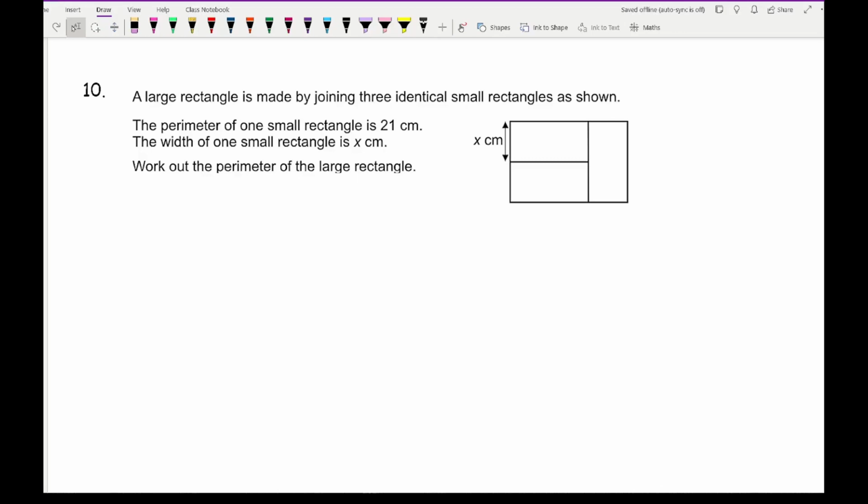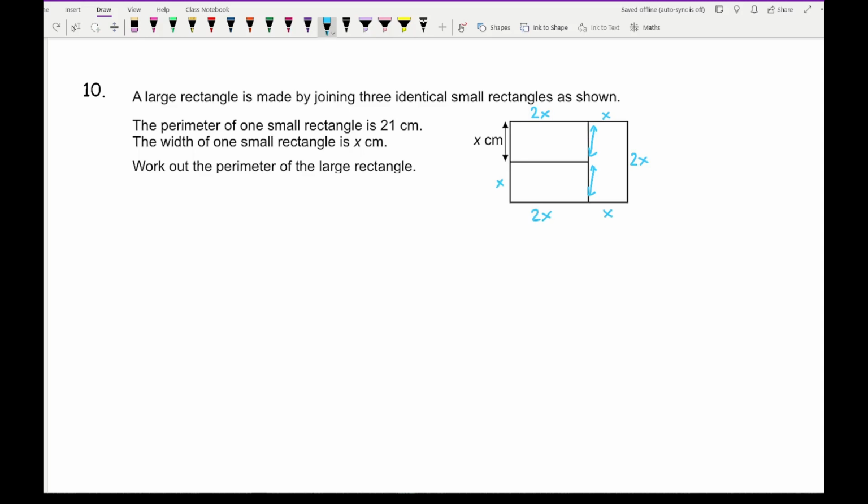The perimeter of one small rectangle is 21 centimeters and the width of one small rectangle is x centimeters. It says work out the perimeter of the large rectangle. So let's first of all notice that if this is x, then this is also going to be x. So that means that the length of one of those small rectangles is going to be 2x. And if I just work round the perimeter of this large rectangle, just labeling across, that's what I get.